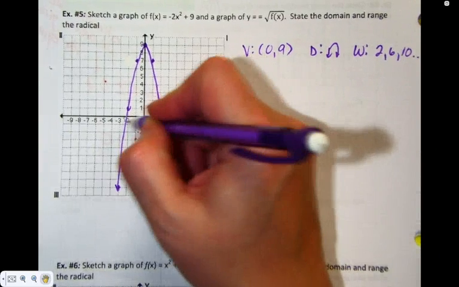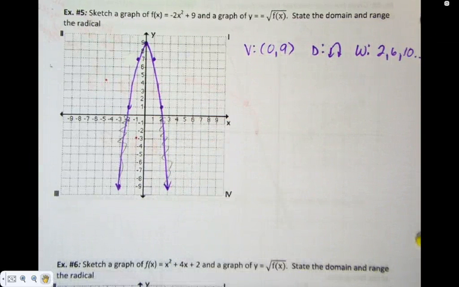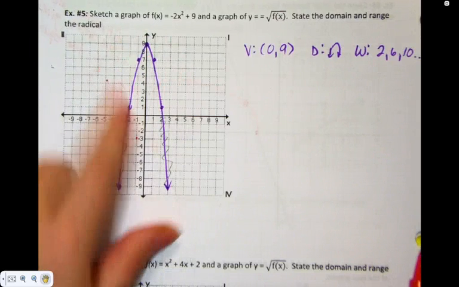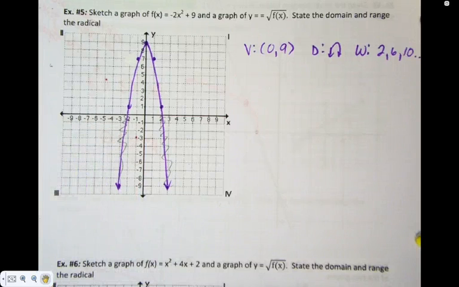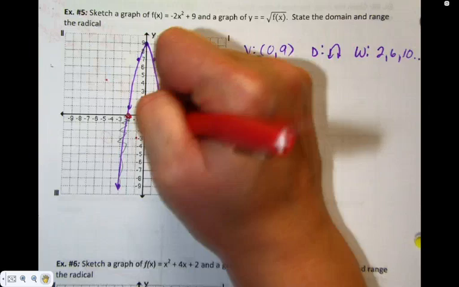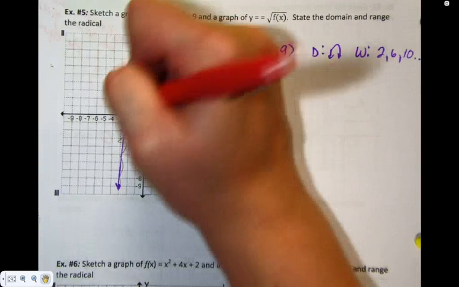Everything under the x-axis goes away, so the left and right sides are going to be gone, because you can't square root a negative. The middle part, however, is a little bit different. So let's start with what we know. Go to the x-intercepts, mark them. Go to where y equals 1, mark them.